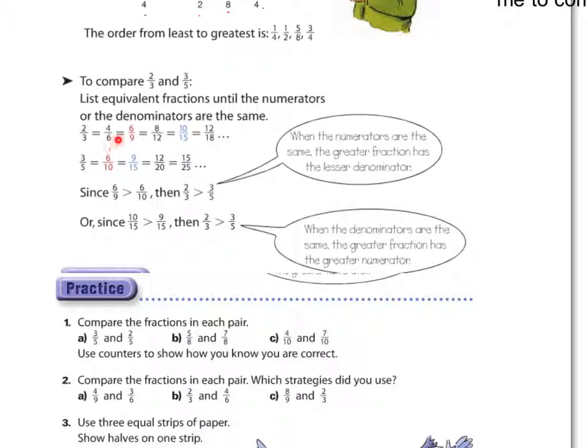So I'm not continuing to work with the 4/6. I'm going back to my original fraction. And now I'm going to multiply by 3 for the top and the bottom. 2 times 3 is 6. 3 times 3 is 9.